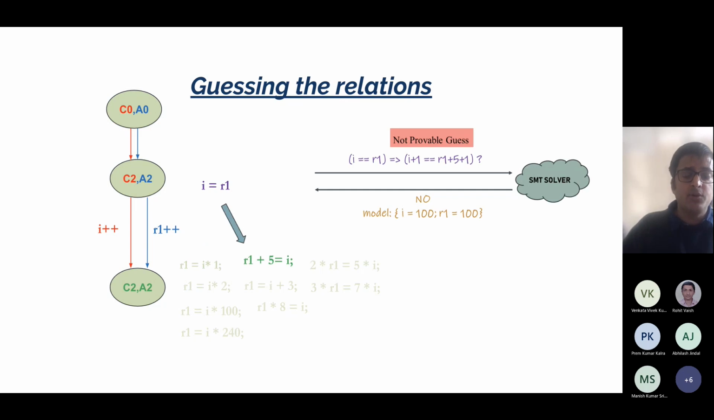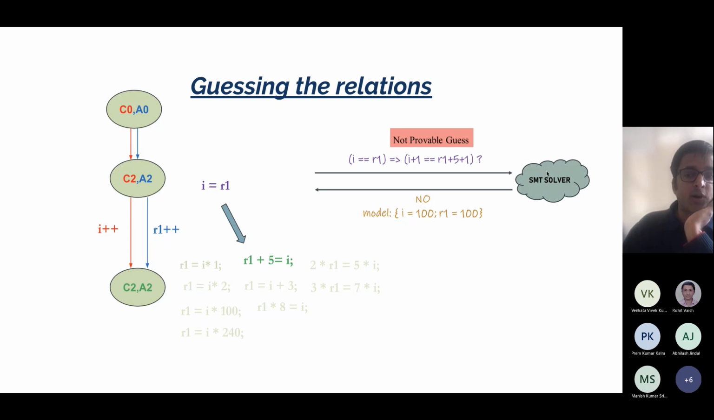For example, this is the kind of query that we'll give to the satisfiability solver. We'll say, if I equals R1 at C2A2, then can I show that I equals R1 plus 5 after I traverse this edge? By the way, once I traverse this edge, I would have become I plus 1, and R1 would also have become R1 plus 1. So the query becomes, is it provable that if I equals R1 plus 5, then I plus 1 equals R1 plus 5 plus 1?